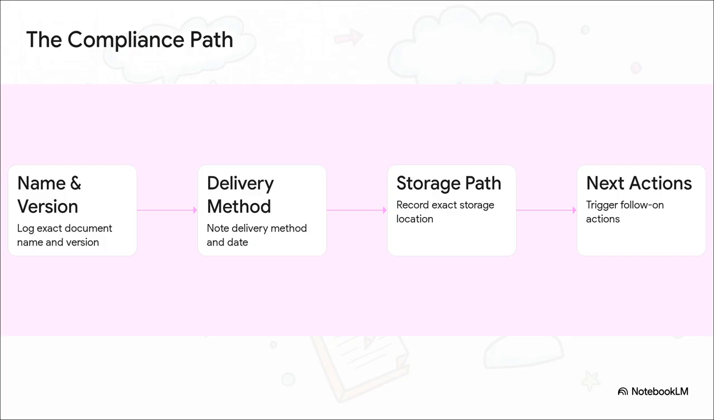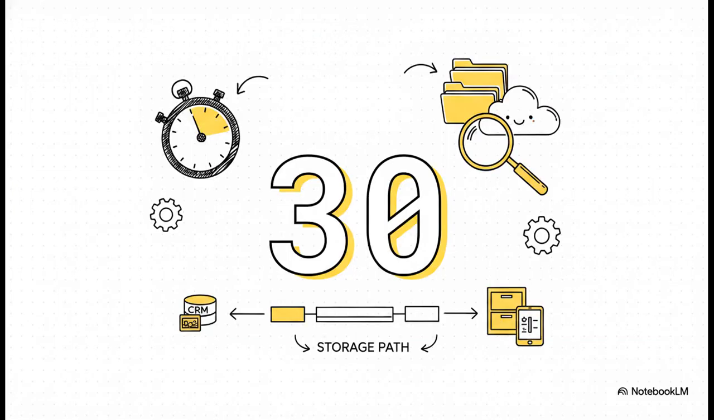You must carefully track the exact document name and version, like V2.1. Ambiguity here is a massive compliance risk. Note exactly how it was delivered. Was it DocuSign, email, physical mail, and the exact date received? Detail the precise storage path. And finally, explicitly note what subsequent actions this signed document triggers, like kicking off client onboarding or issuing the first invoice. The crucial metric for this step is 30 seconds.